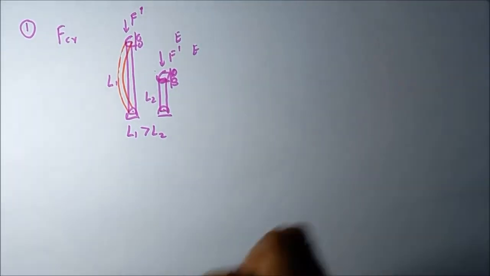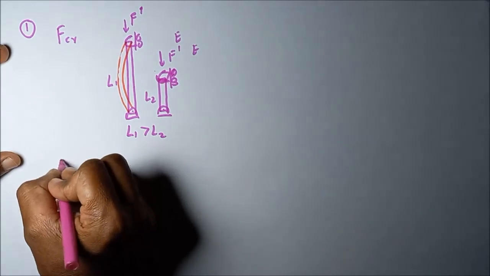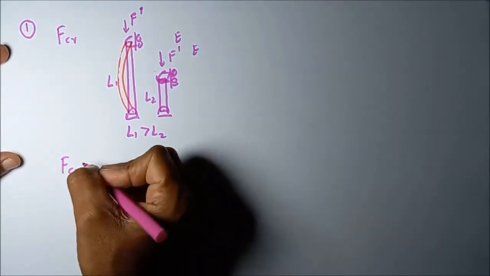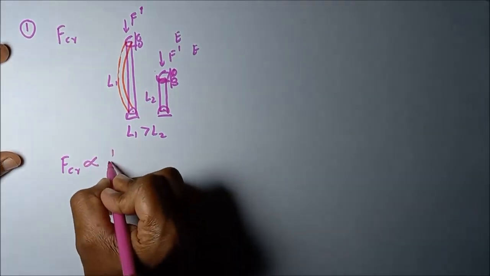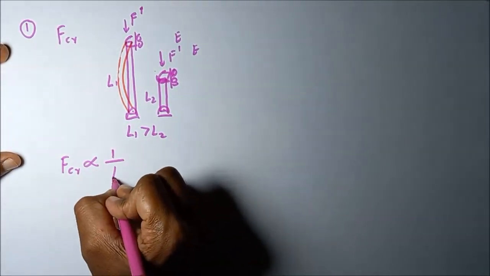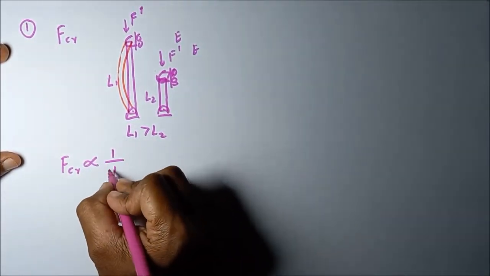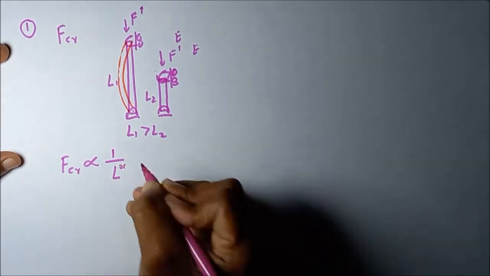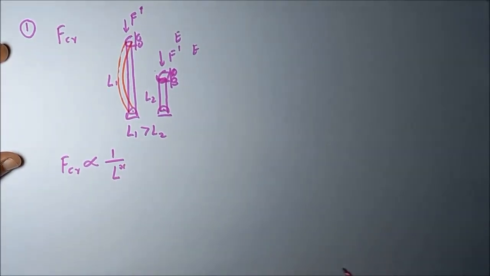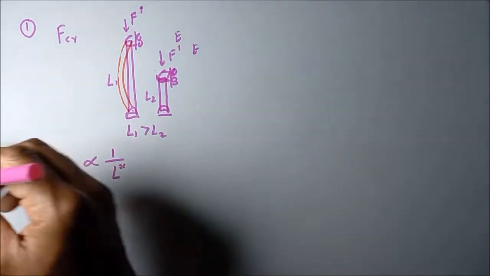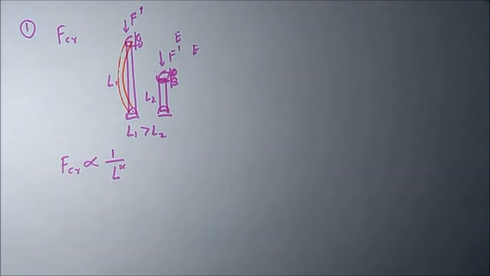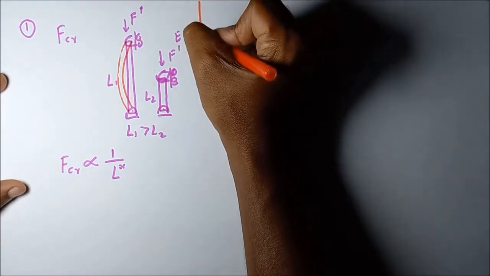So that means the critical buckling load is inversely proportional to the length of the element, the length of the column. We don't know what the exponent is, so let's take the exponent as x. In a general sense we can say that.